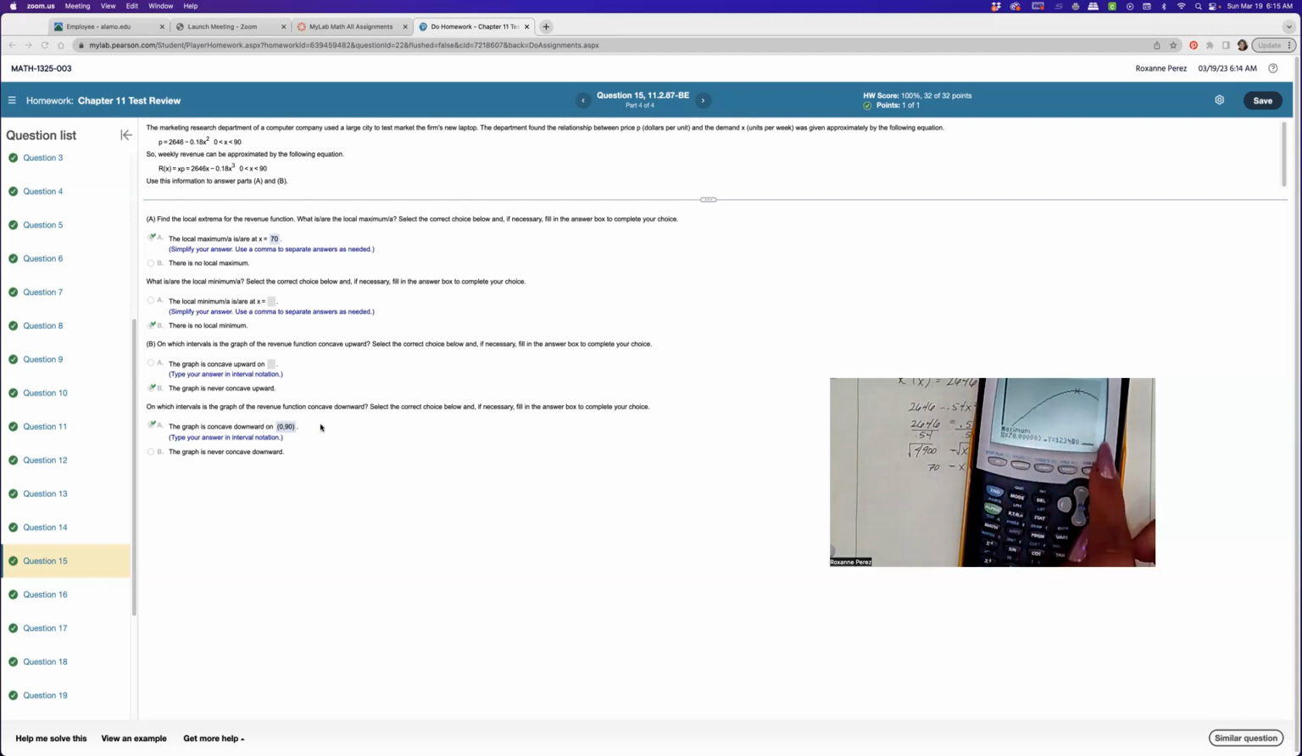And then on what interval is the revenue function concave downward? Over this entire domain that we were given from 0 to 90, the function is concave downward. So there's our response, from 0 to 90. Okay, let's move on to the next question.